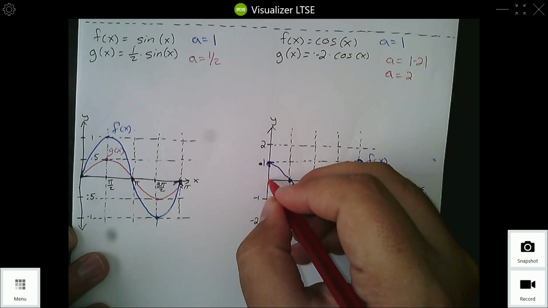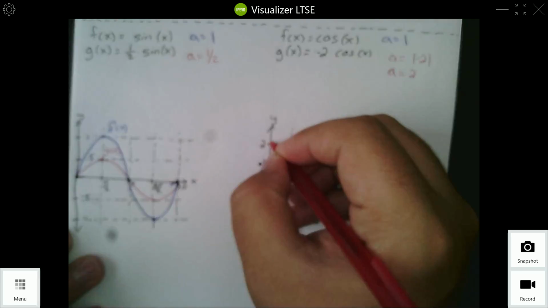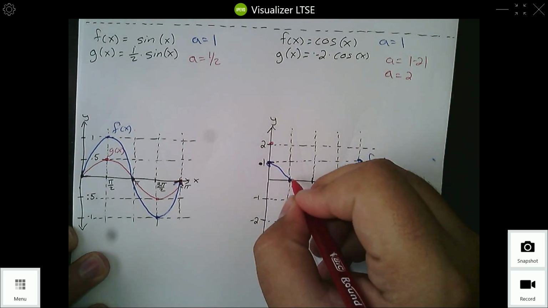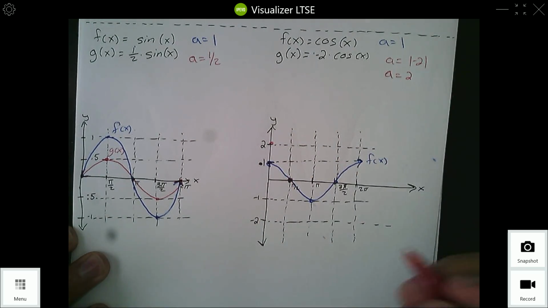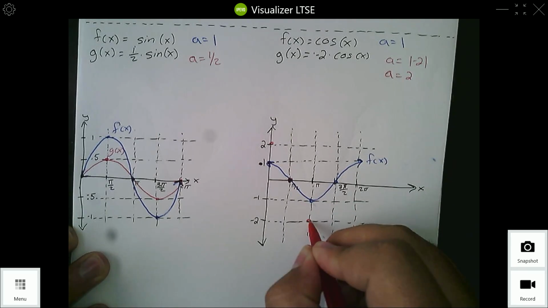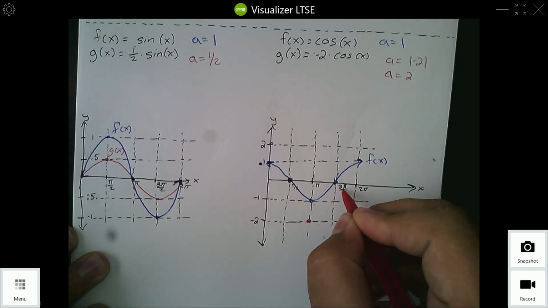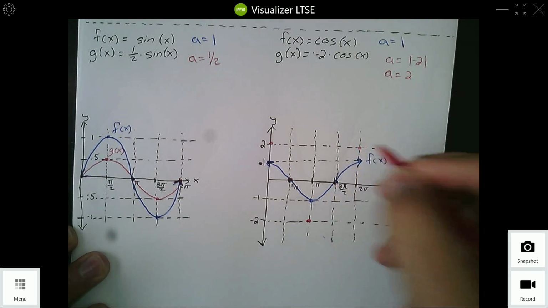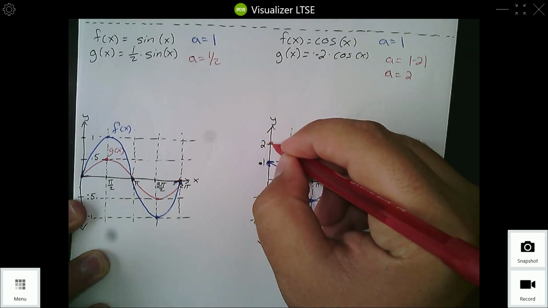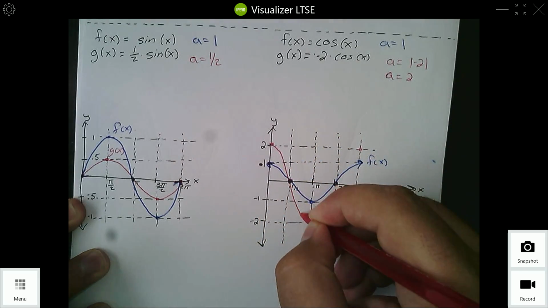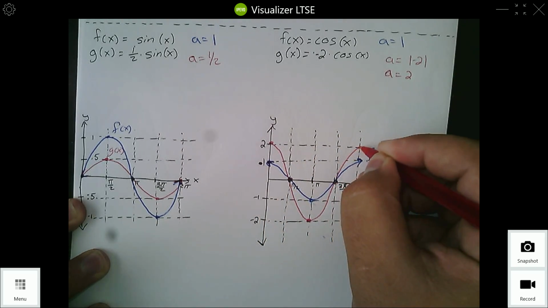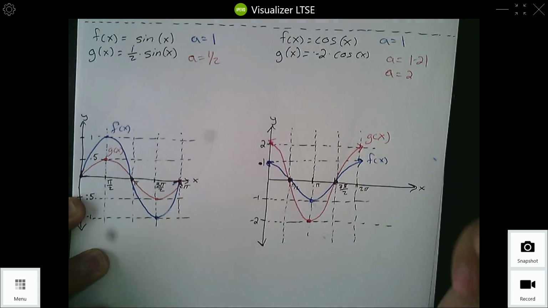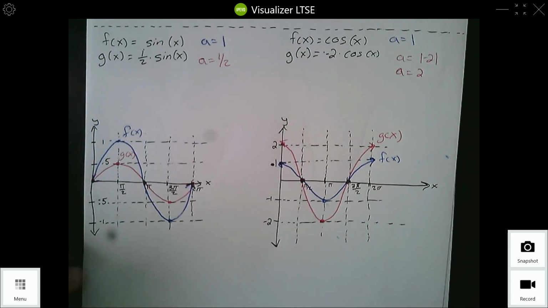So that means at (0, 1) it should start up right here at 2. Then it goes back down to 0 at pi over 2. Then at pi, it goes down to negative 2. At 3 pi over 2 it goes to 0. And 2 pi goes all the way back up to 2. So just following the same pattern as it typically does. This is going to be g of x.